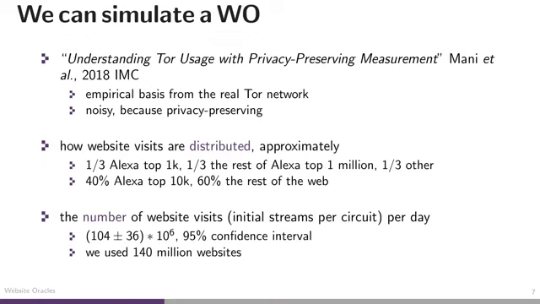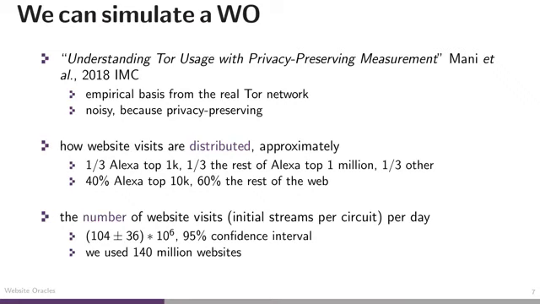So okay, we have an idea now how website visits are distributed, thanks to the work of Mani et al. It's a long tail distribution, right? Most people visit the most popular websites on the web, and the rest is just a bit of noise. We also learn from Mani et al. a quite good upper bound, I would argue, of the number of website visits that take place per day through Tor. And we know this through their measurements of the number of initial streams per circuit.